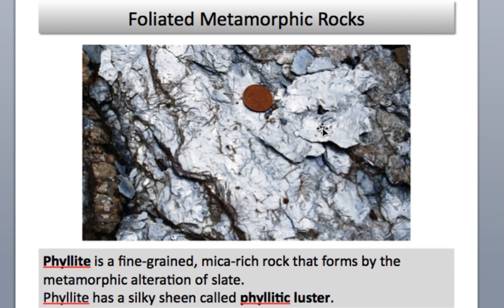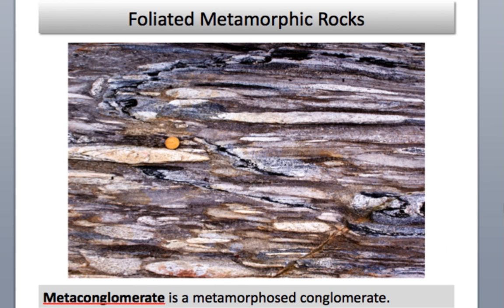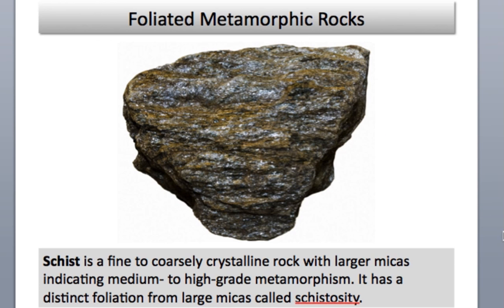And then phyllite, so you can see that phyllitic sheen, that phyllitic luster. And then this one here shows a stretched pebble conglomerate. And then this one here is showing the schist. So the first thing you see with a schist is the white mica minerals, right? You see those minerals all in the plane of foliation, right? So that's what we call this schistosity.